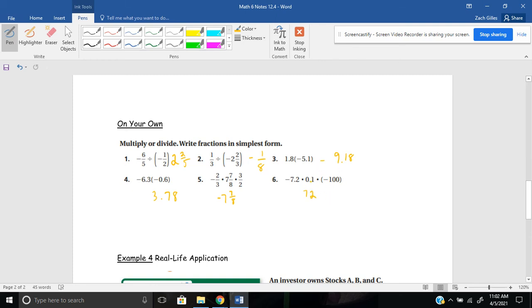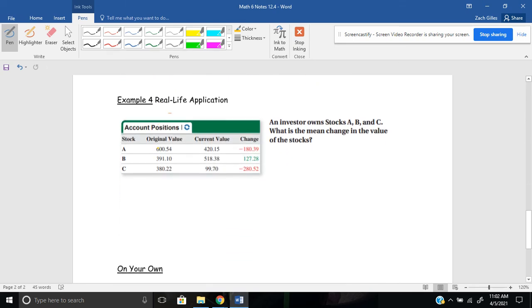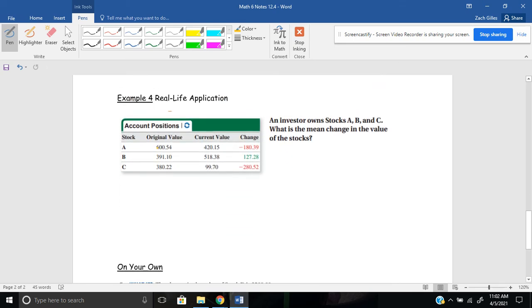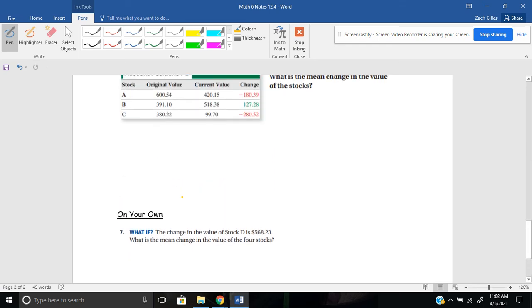Another one of those problems where you could do a little bit of mental math first, rather than multiplying those decimals, lining it up, and doing it the old-fashioned way. Let me know if you have any questions on any of these. And then lastly, we'll do this example 4 with the one OYO here as well.